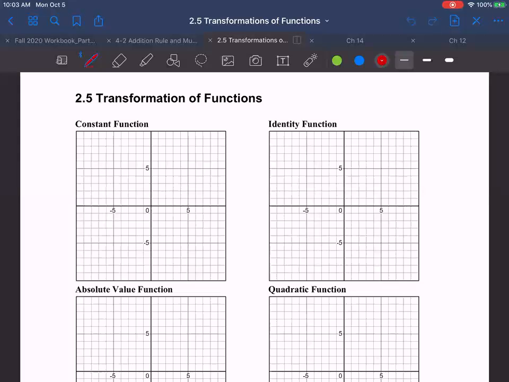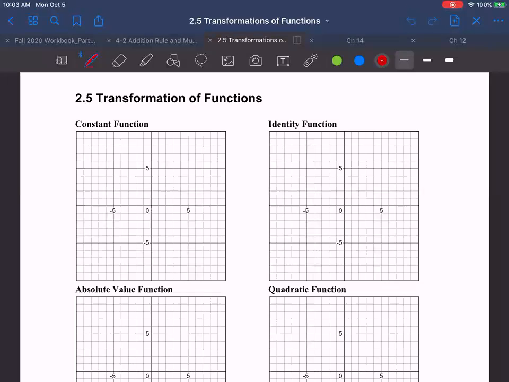All right, so what we have here is now we're going to start looking at transformations of functions. We're essentially just going to shift functions around and manipulate them from a basic idea of a few different functions. We're going to move them around and get bunches of families of functions.